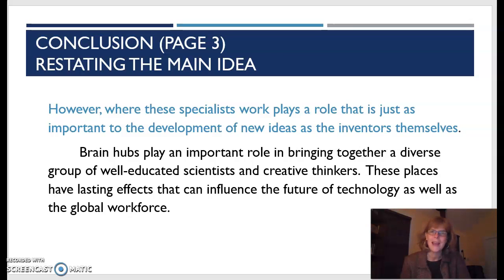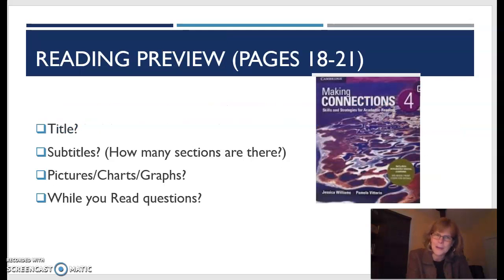All right, guys, what I want you to do is to keep thinking about this idea of claims and evidence, main ideas and support. As you take a look in your book at the first article that you're going to read, your reading assignment for this week takes you to page 18.